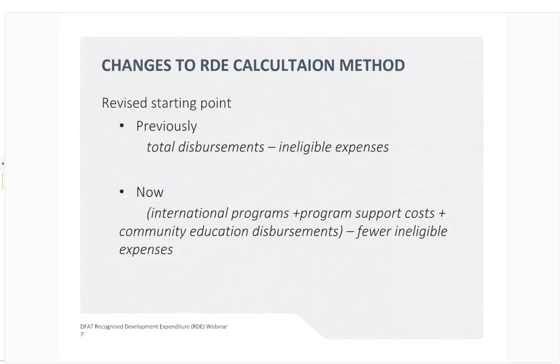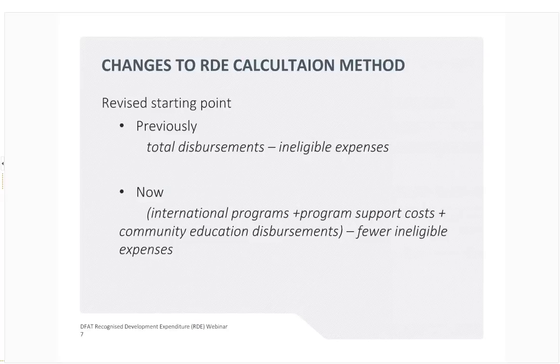This year, so from 2017 onwards, at the beginning we'll ask you to list your eligible disbursements only. So that specifically will be your funds to international programs, program support costs, and your community education disbursements. And then from that amount of eligible disbursements, we'll ask you to deduct your ineligible expenses. But there's only 4 of them this year. So that is the key change in the RDE calculation method.